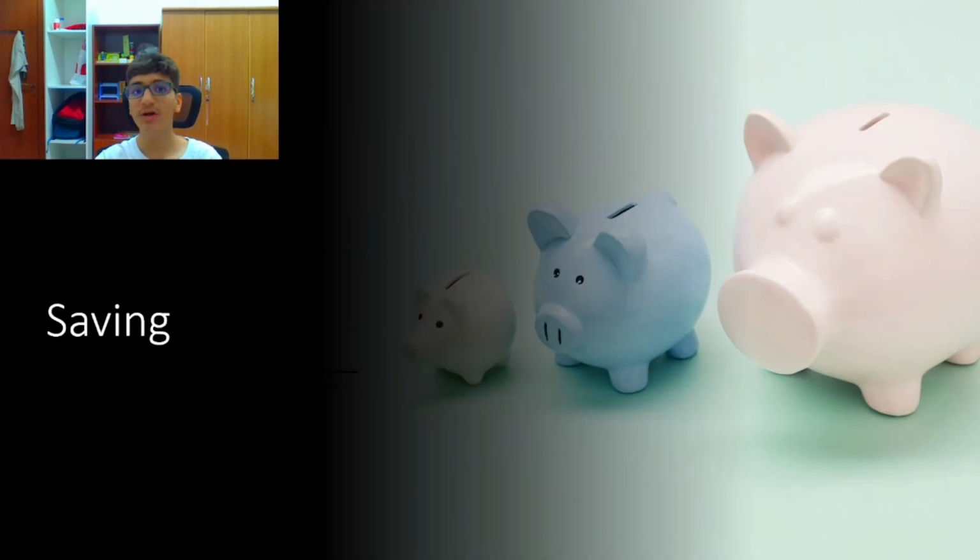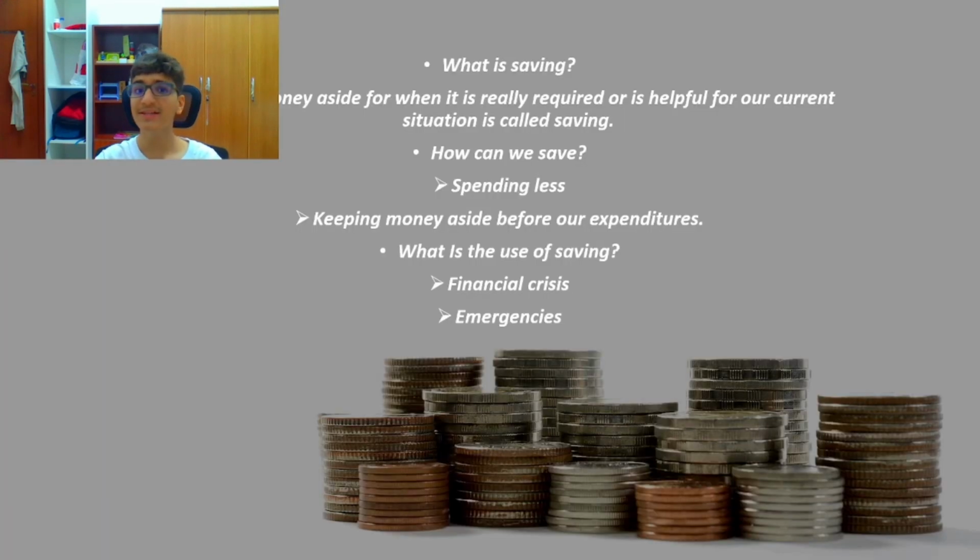Saving. Now let's go on to the third part of our budget area, saving. What is saving? Saving is when you keep aside money that you earn. You keep it aside so that when you require it in the future, you can just use that money to help you. For example, buying a house or buying a car.